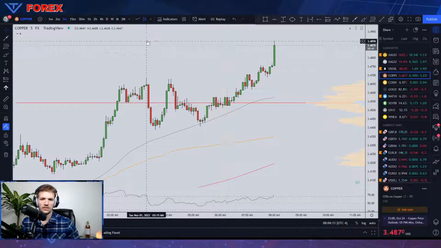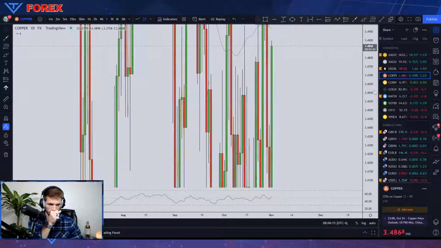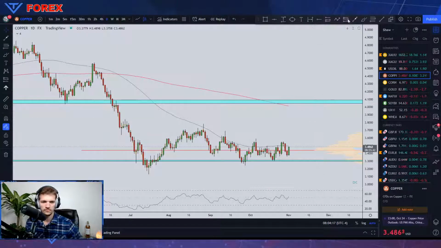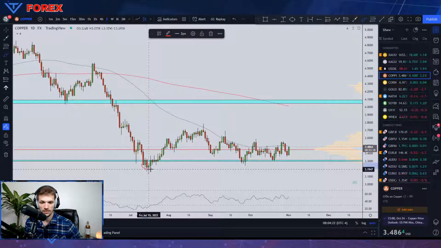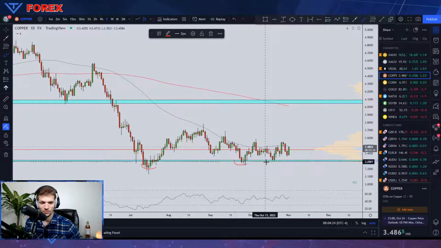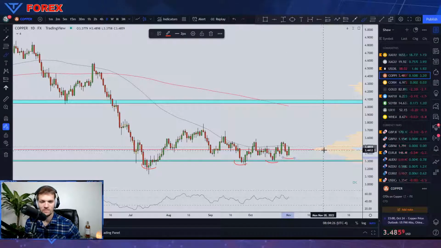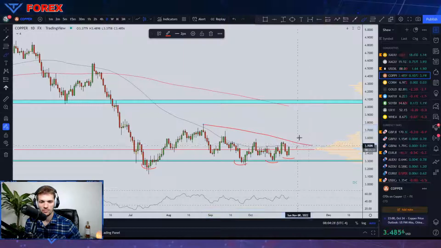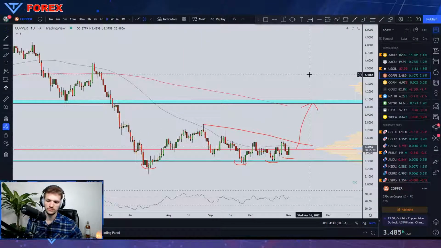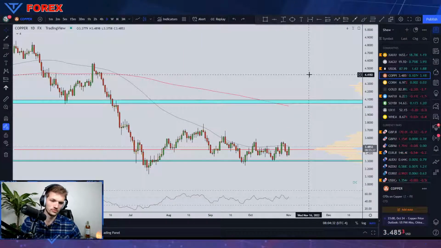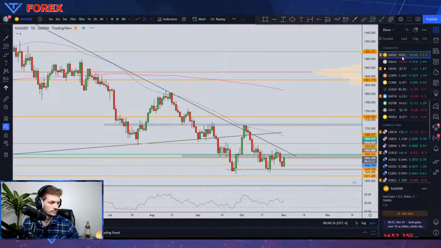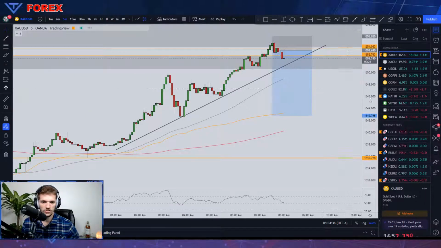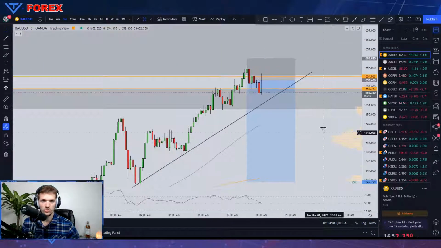Copper. Oh, wow. Copper's really trying to hold. Dude, this 330 area is major, and it's really trying to hold here. So, could build up enough strength to break out of here. Interesting. Very interesting. All right, nice rejection on gold here.